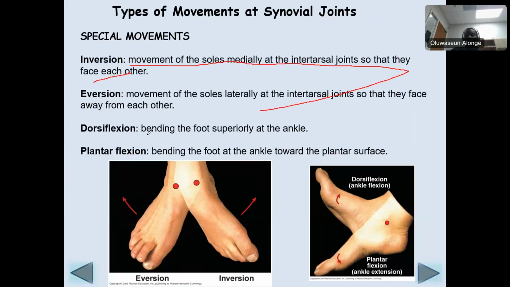Dorsiflexion is when you bend the foot superiorly at the ankle. Now, this dorsiflexion is close to flexion. So when you are flexing the ankle, we call it dorsiflexion. When you extend the ankle, we call it plantarflexion. Now, don't forget that flexing the ankle, this is special for the ankle. Flexing the ankle, dorsiflexion; extending the ankle, plantarflexion.